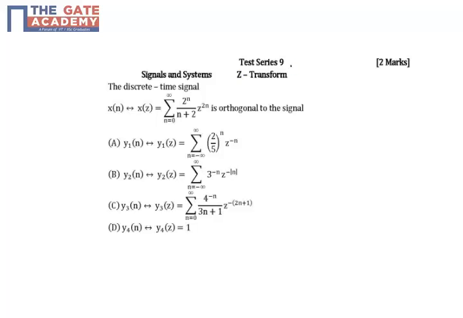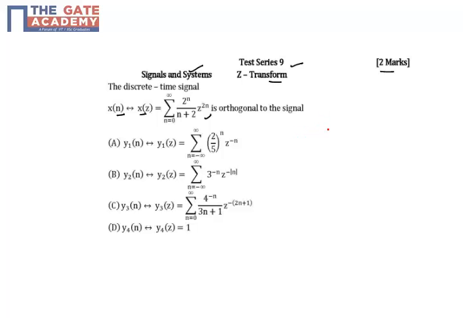Hello friends, this question is from test series number 9, stability signal in system, topic name is Z-transform. It's a 2 marks problem. The question says that a discrete signal x[n] whose Z-transform X(z) is given to you, that summation of n from 0 to infinity of 2 raised to n by n plus 2 z to the power 2n, and is orthogonal to the signal. We need to find out the signal which is orthogonal to x[n].